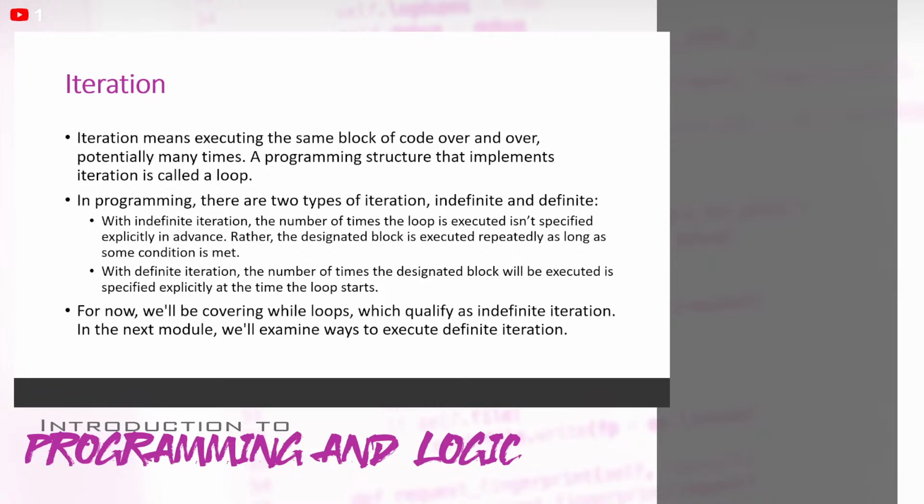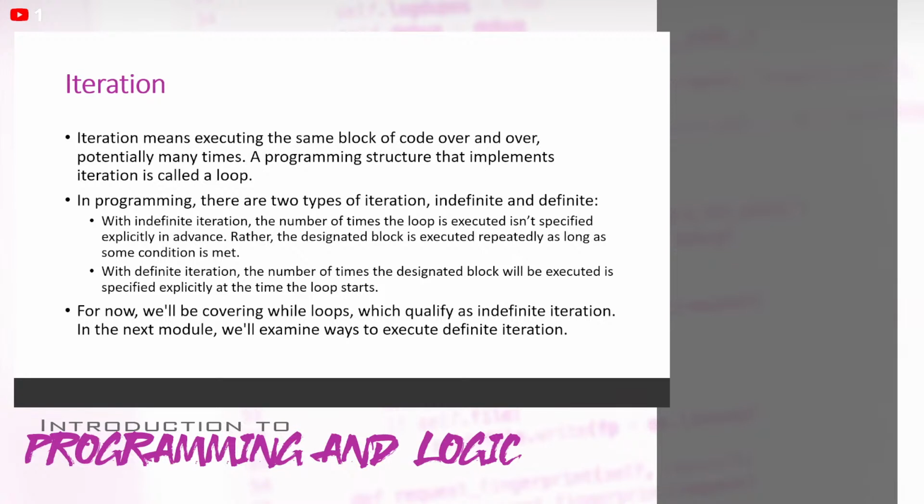And so in programming, there are two types of iteration. There's indefinite and definite iteration. With indefinite iteration, you are looping code until a break is reached. We typically use what we call flag variables for indefinite iteration. So we don't know how many times our code is going to loop ahead of time.